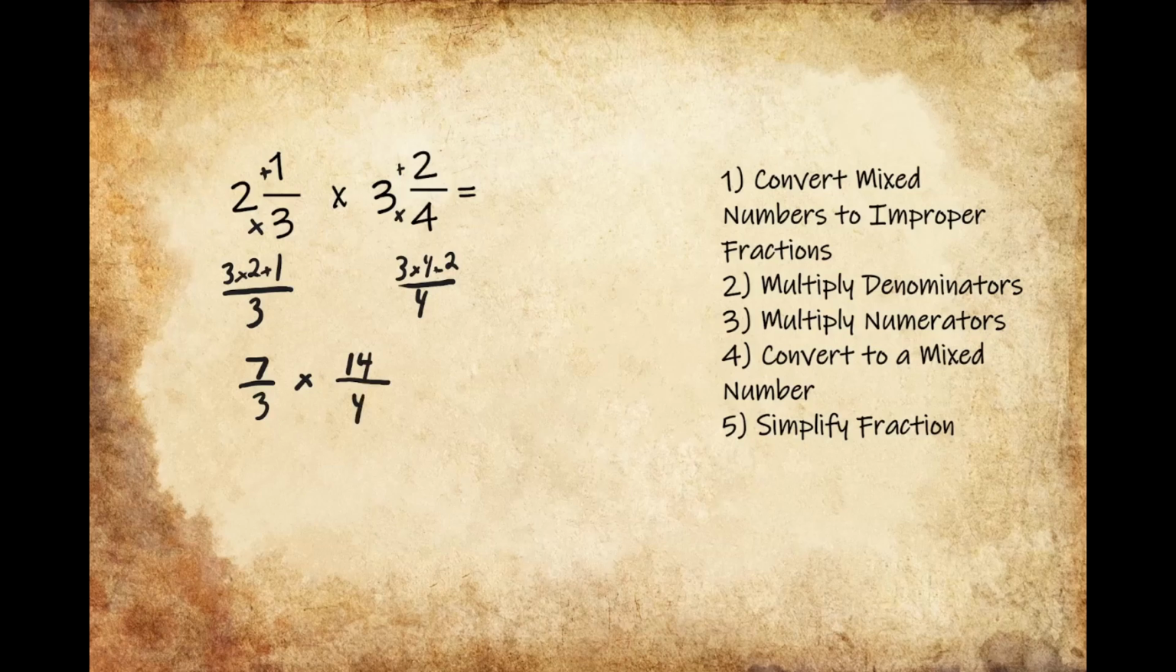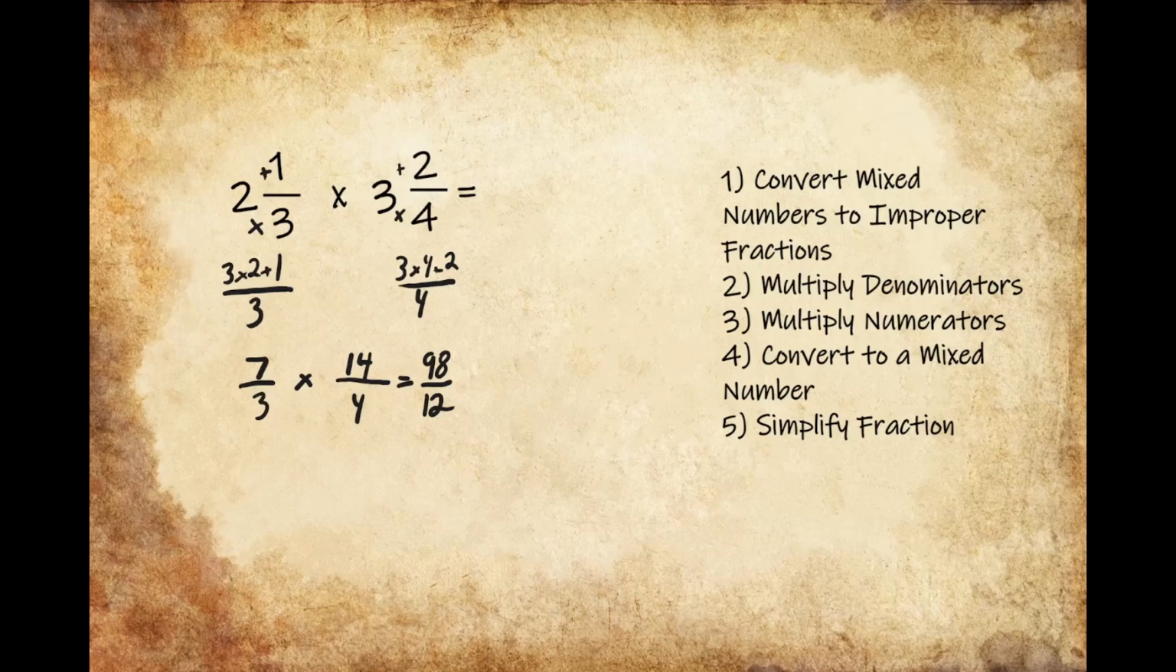So now that we've converted these mixed numbers into improper fractions, we can go ahead and actually just start multiplying here. So our first step is going to be to multiply the value of the denominators. And we know that 3 times 4 gives us 12, so our new denominator is going to be 12. So now we can go ahead and multiply our numerators, and we know that 7 times 14 gives us an answer of 98.